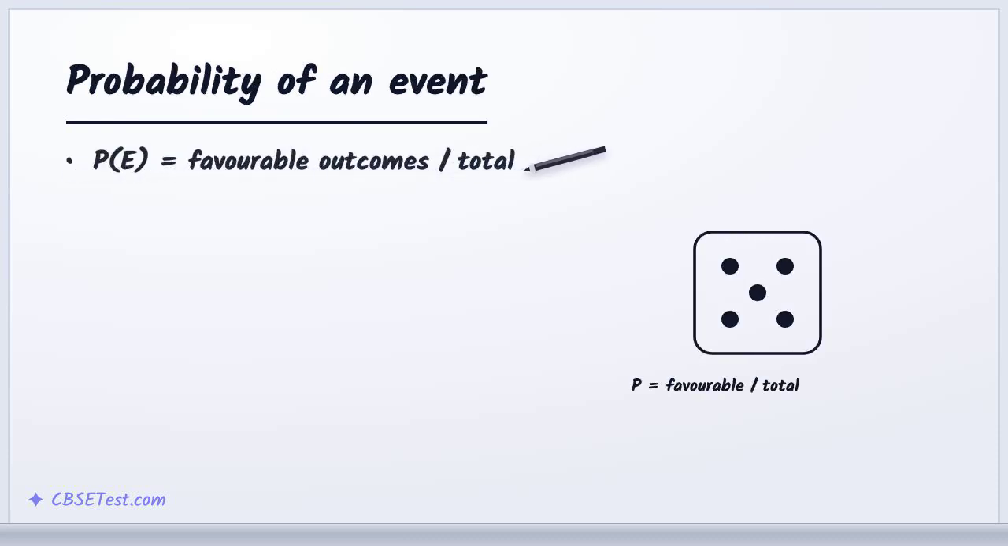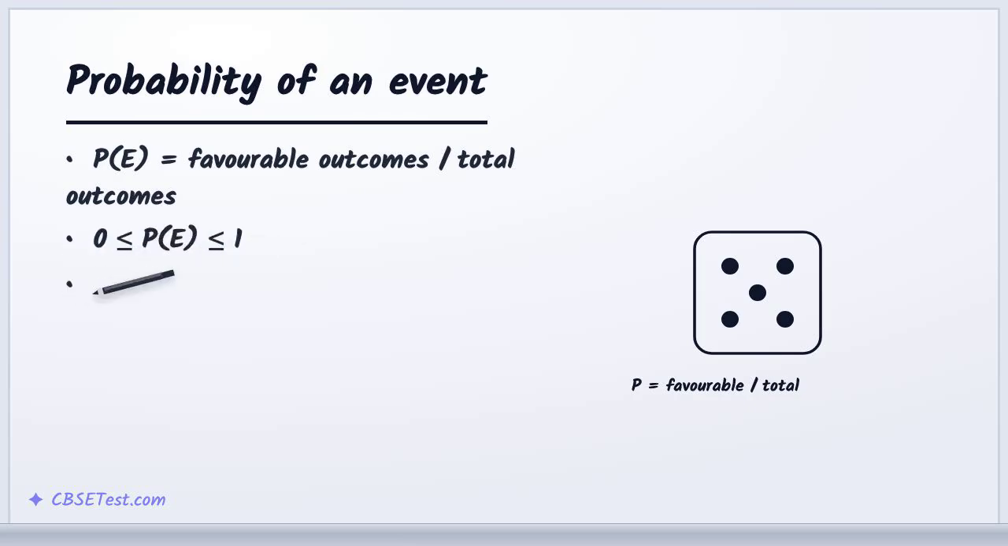The probability of an event E is the number of favorable outcomes divided by the total number of equally likely outcomes. It always lies between 0 and 1. 0 for impossible, 1 for certain.